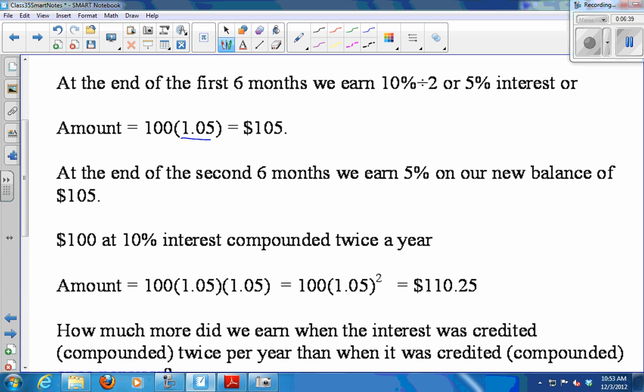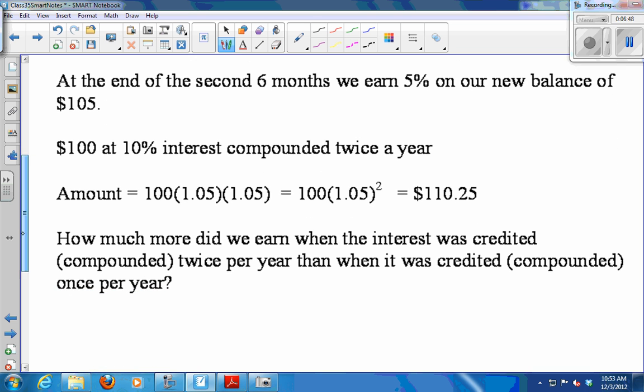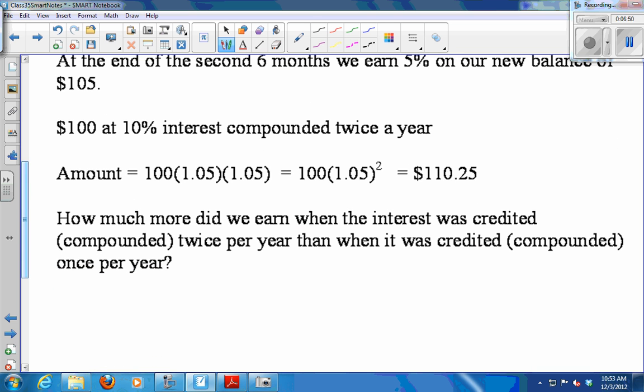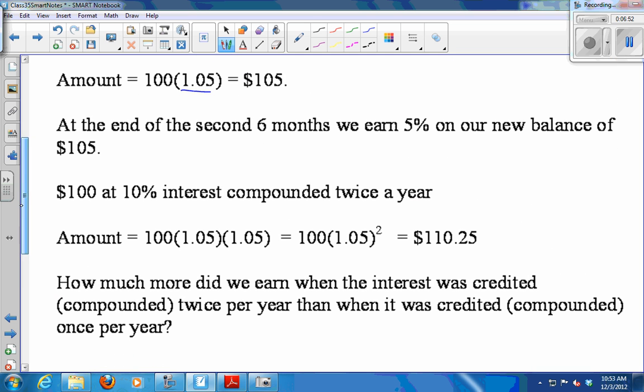And then at the end of the year, we get another 5%, because they told us that we're earning 10% annually. So they have to give us the other 5%. We take 5% and add that on to $105 instead of just $100. So we're really going to be multiplying by 1.05 twice. Once after 6 months and once after 12 months. And that actually comes out to $110.25.